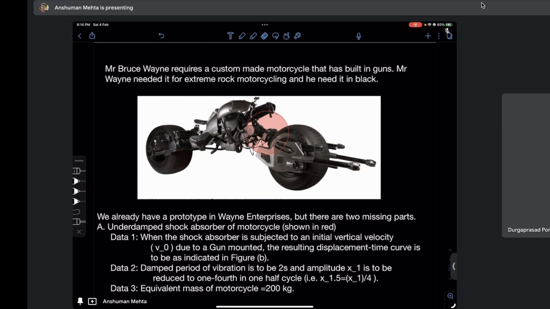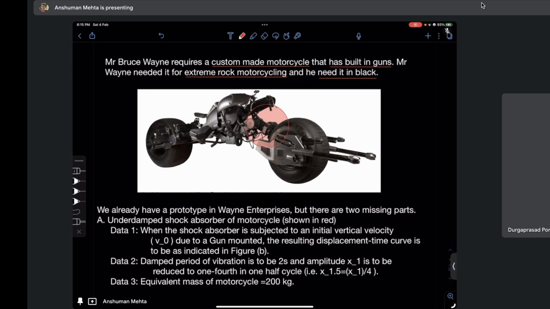Now we will do some literature survey. We found out that we have a prototype in Wayne Enterprises, but it had two missing parts. One missing part is the shock absorber for the gun. If we have a gun, there will be a recoil shock, and we have to find out how much V naught, initial velocity, it can handle following a displacement curve, as will be shown in a bit.